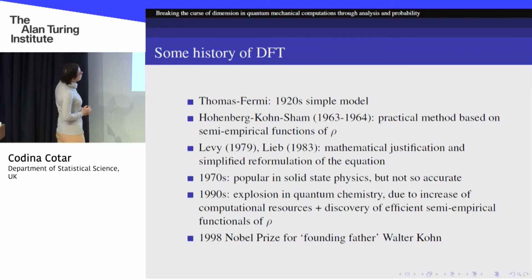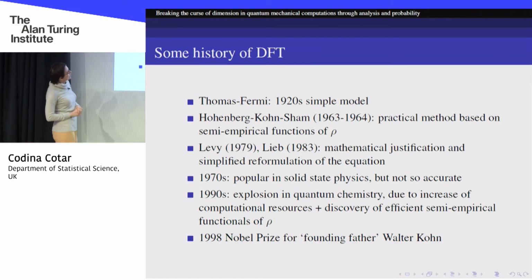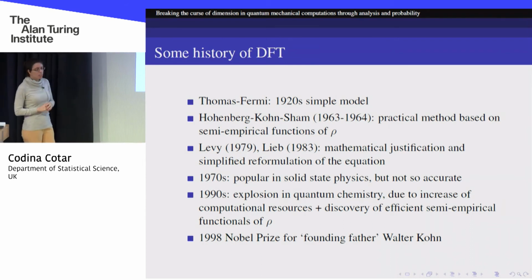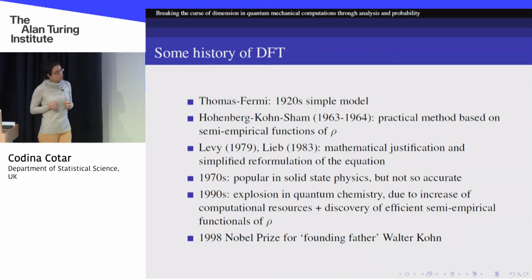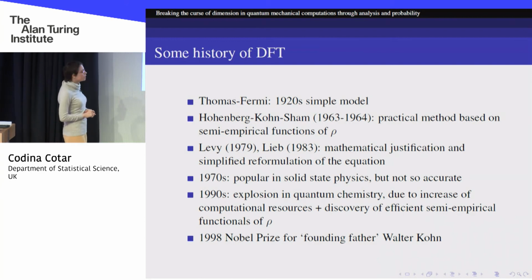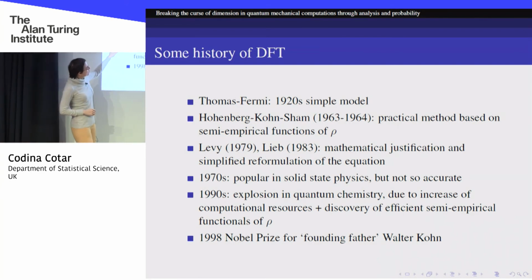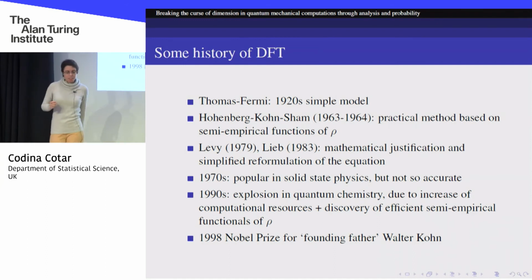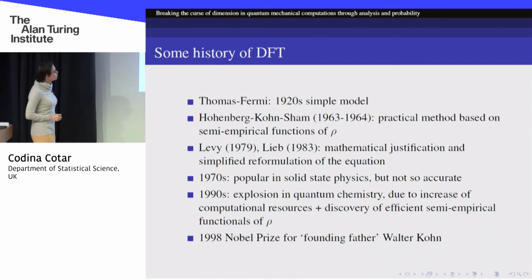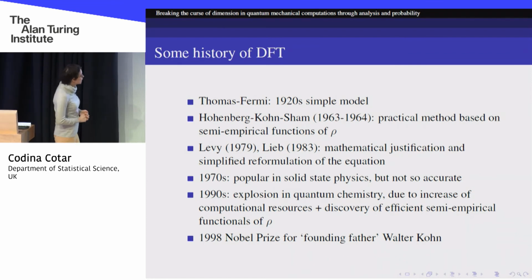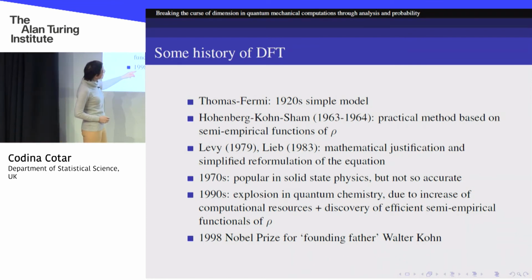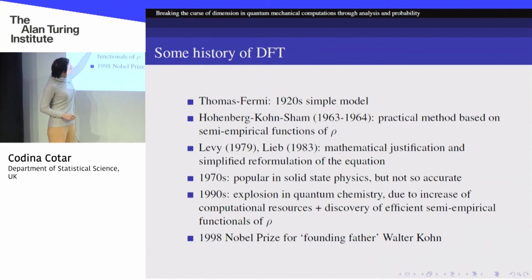Then later on, in the late 70s and early 80s, there was a mathematical justification and reformulation of the Schrödinger equation by Levy and Lieb. It started to become popular in the 1970s. It was still not accurate, but in the 1990s there was a big explosion in computational chemistry due to the increase of computational resources, and there were a lot of approximations based on the single electron density rho.